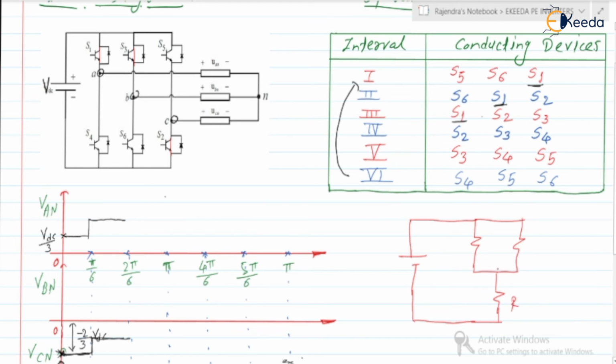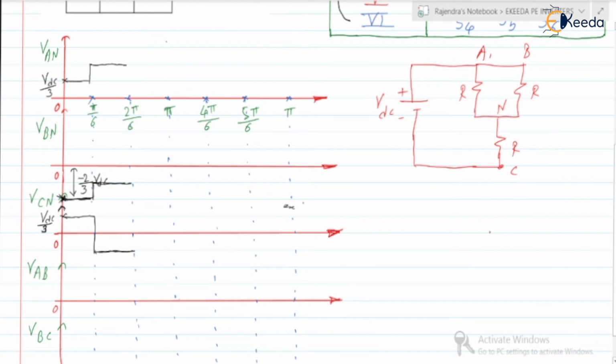this is R, neutral point, R and R. Okay, phase A and phase B here, and here it is phase C. This voltage is VDC. Okay, further R and R connected in parallel, right? So we can write it as R by 2.